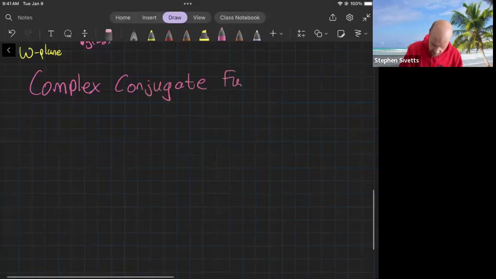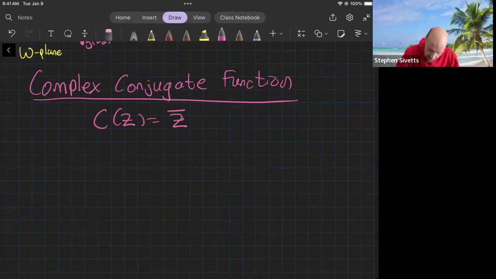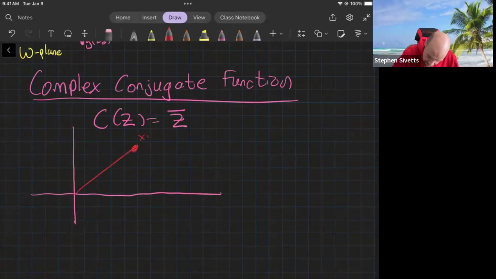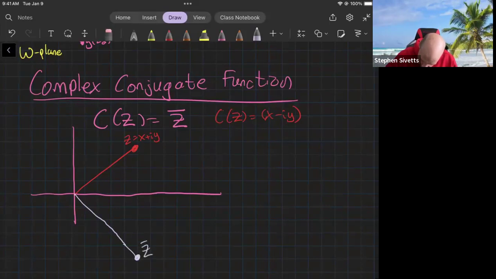The complex conjugate function. They label this as C of Z equals Z bar. So essentially what happens here is, for any complex number Z, C of Z just makes the imaginary component negative. So Z bar would be a point that has the same magnitude, the same radius, but it just reflects about the real axis, right?